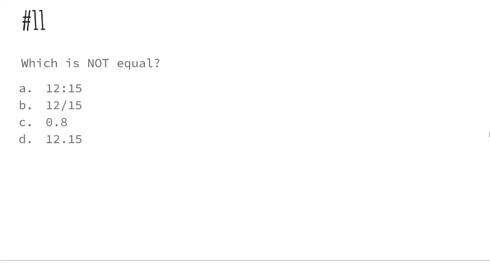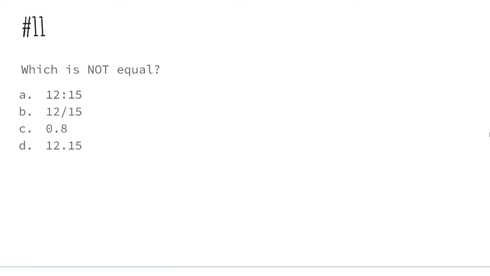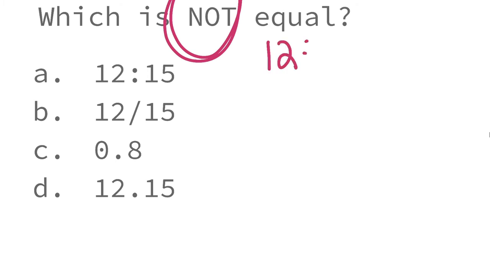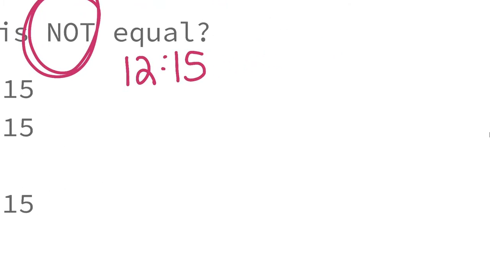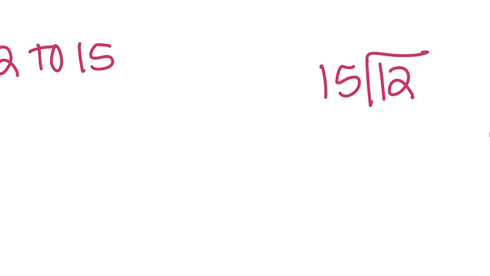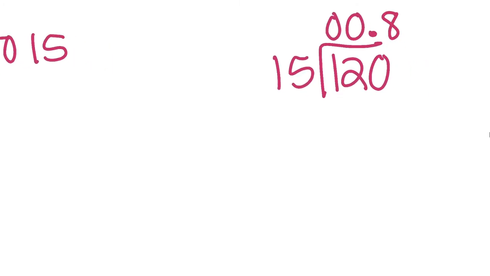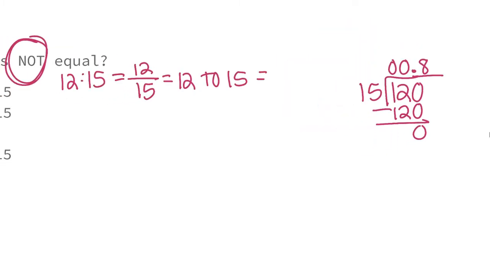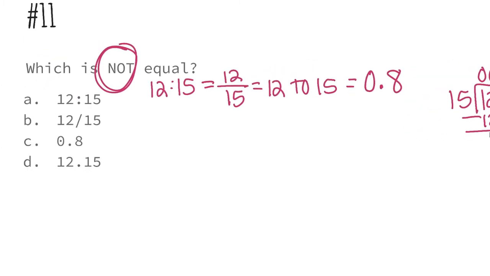Okay, which is not equal? So if we're doing not equal, we need to find which one does not fit in with all of these. So like 12 dot dot 15, we could write ratios with the dot dots or the colon. That's what it's really called. 12 over 15, we could have 12 to 15. If we were to do a rate, we would have to divide. So 12 and 15, 0, 0, decimal 0. And that goes into there 8 times, right? Okay, so these are all equivalent, all equivalent.